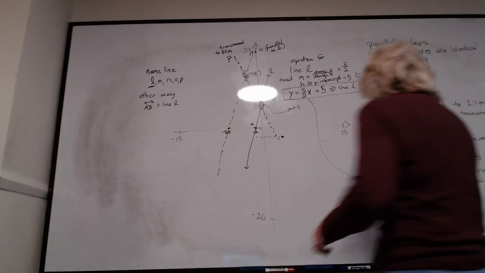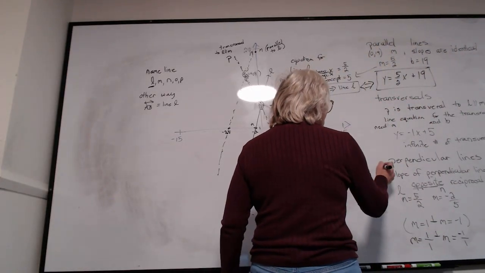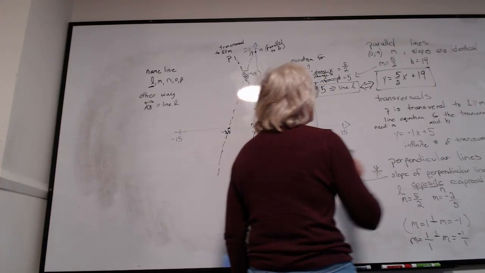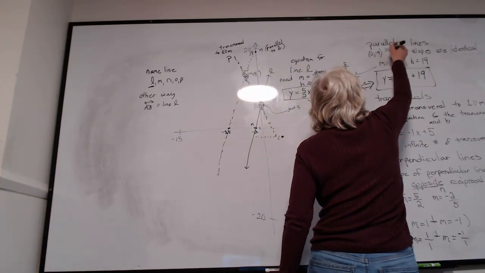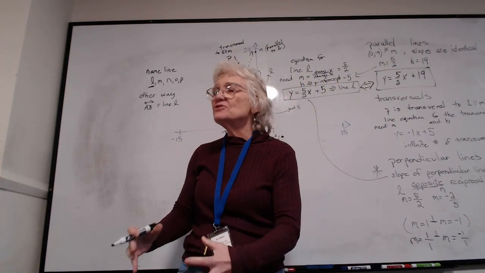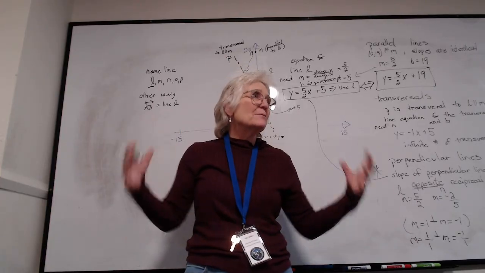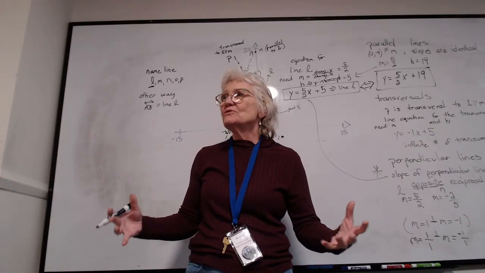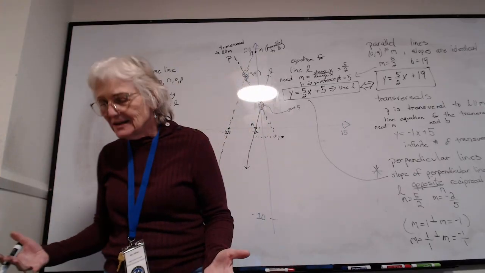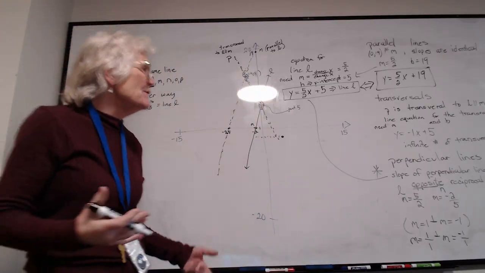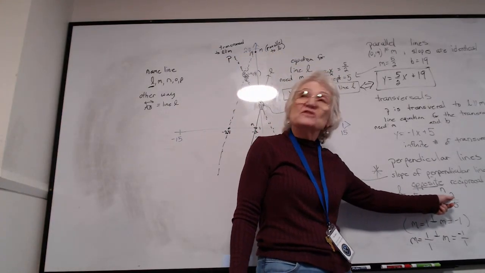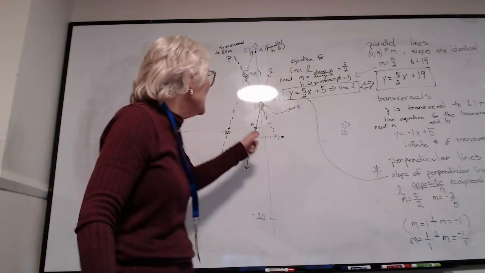Okay, so this is kind of a key thing. The slope of perpendicular lines is the opposite reciprocal, and the slope of parallel lines are identical. Those are two of the really big things to keep in mind. The other things that we've been doing are really just reviews of how to do -2/5 to get your next point.